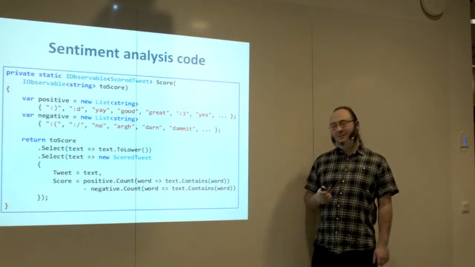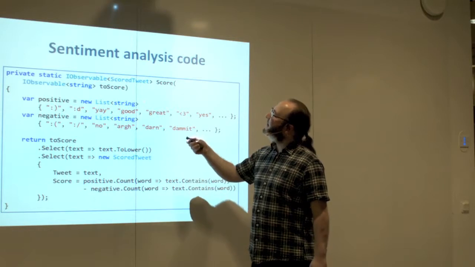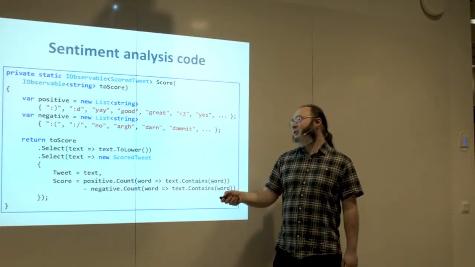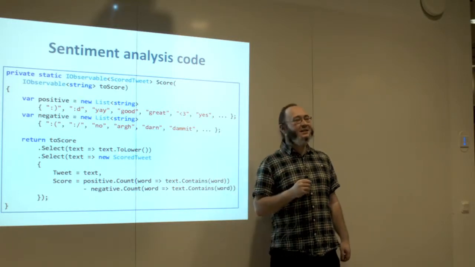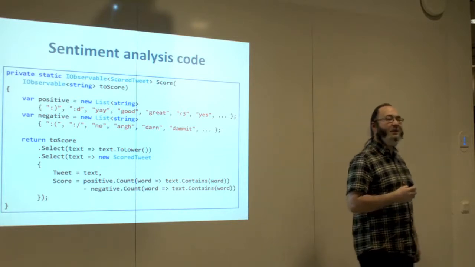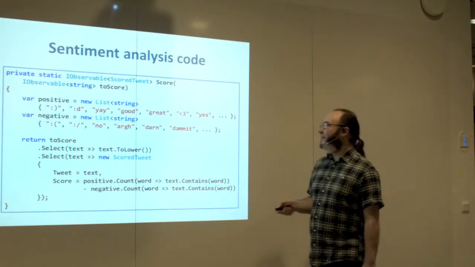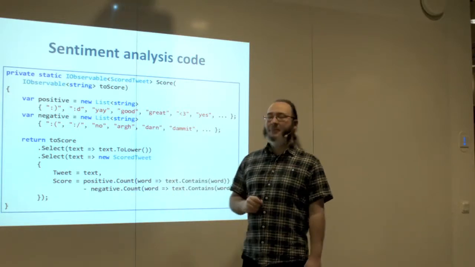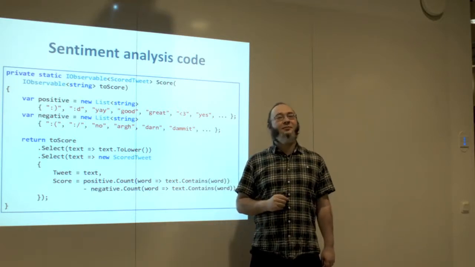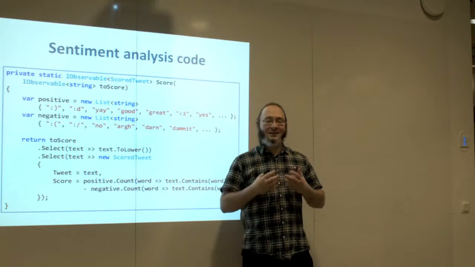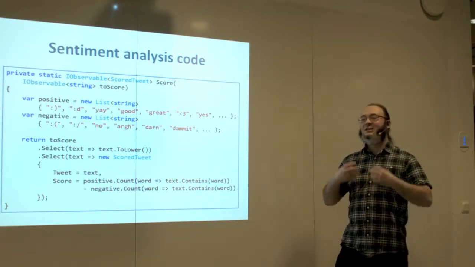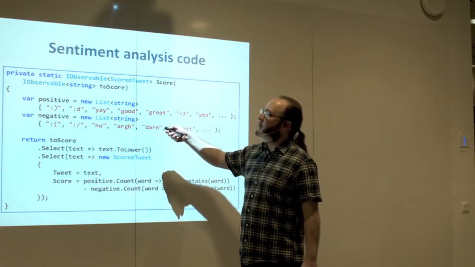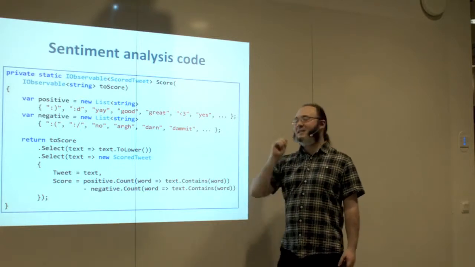Now, I've written this in terms of observables. What I'd like you to notice is that all of this code down here looks exactly the same as if you would have written it on enumerables as well. If I actually had IEnumerable here and here, I could have written exactly the same code. There's something very deep in that. That tells us the duality is actually holding up. Now, what I do here is I have an observable of tweets to score, just strings, the text.